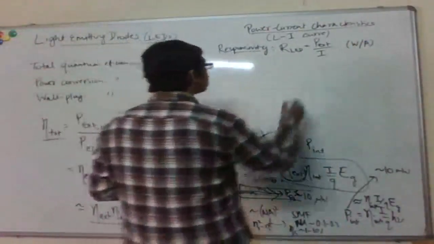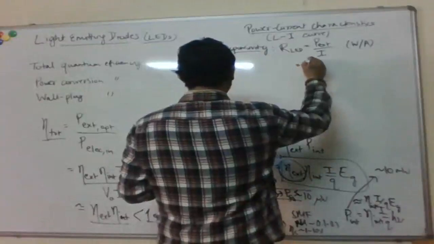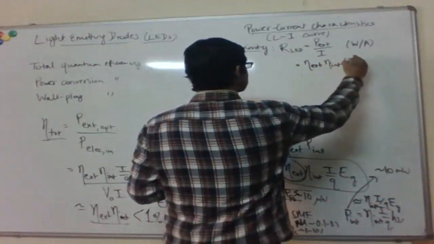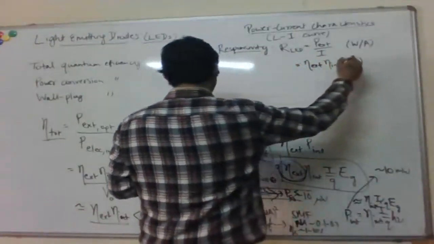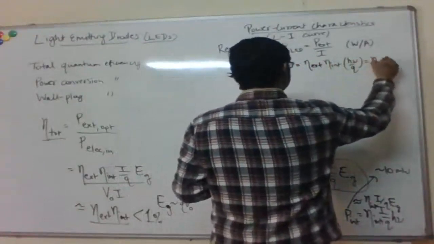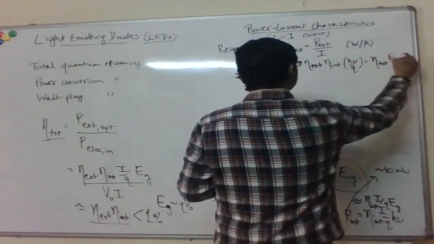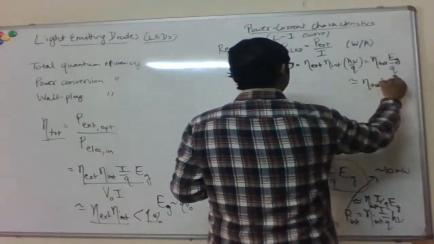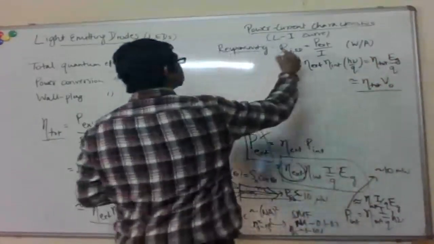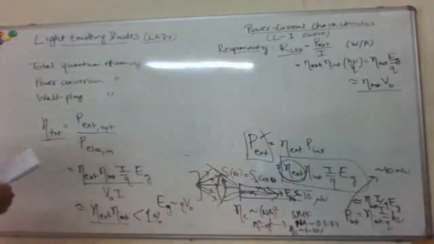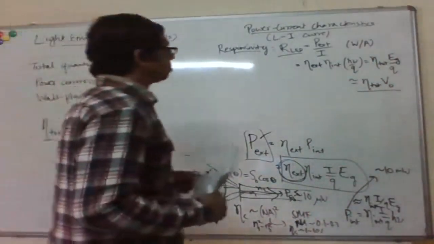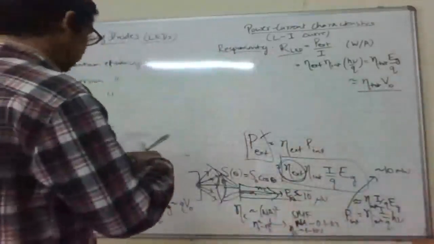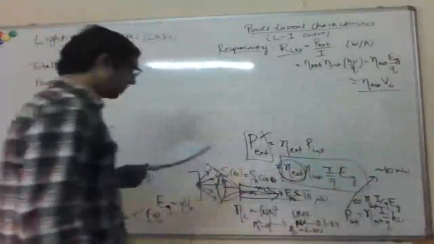Using this expression for the optical power, this comes out to be the external efficiency times the internal efficiency times the band gap, so it's the total efficiency times the band gap, or the total efficiency times the forward voltage. So if the efficiency is higher, this responsivity is higher. It's just a different way of saying how efficient the device is.